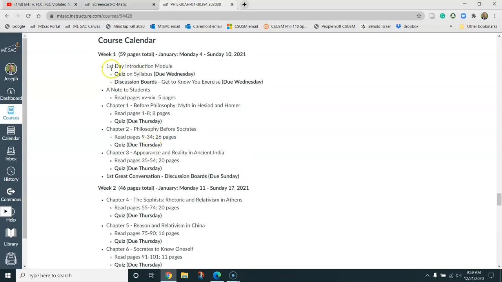So here's week 1, first day introduction module. You have to complete the quiz, the discussion board. They're both due on Wednesday. Then you start your reading. And I tell you, a note to students. There's the Roman numerals in your book, 5 pages. Then chapter 1, chapter 2, chapter 3. You have a quiz for each chapter. I'm telling you exactly how many pages there are. Boom.